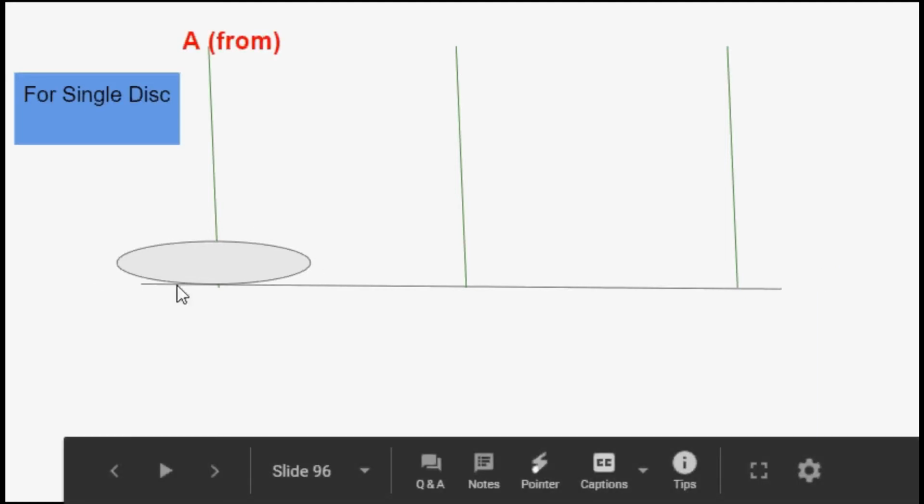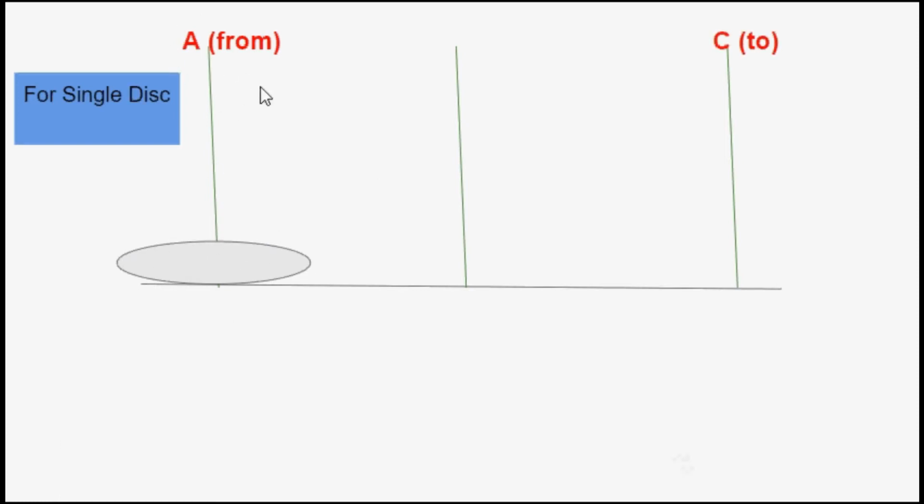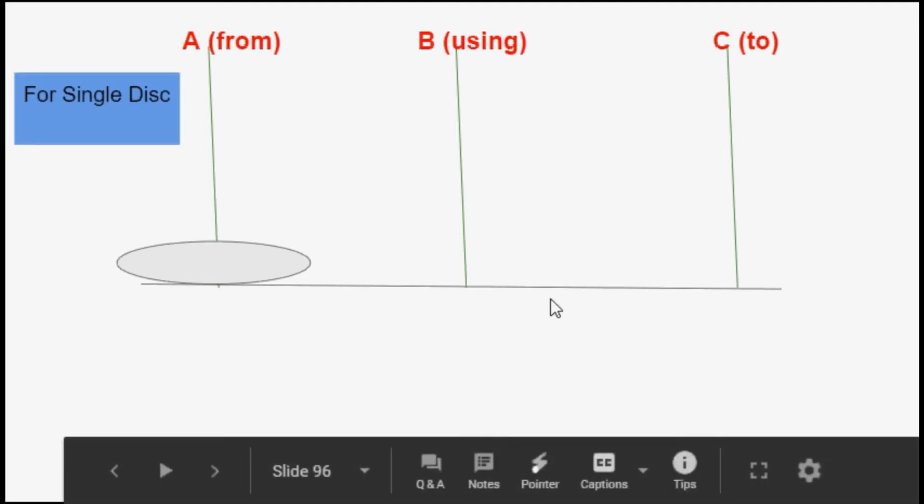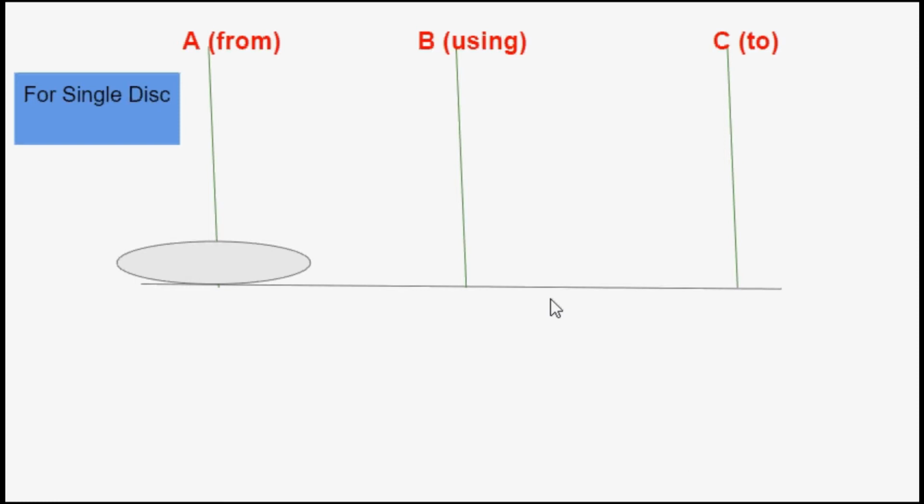So this is a single disk in tower A. We are supposed to move this disk from tower A to tower C. I have written from A, I need to transfer this disk to C, and this is an auxiliary rod or auxiliary tower. Why am I saying this is an auxiliary tower? Because if we have more than one disk, then we are supposed to take help of this tower.